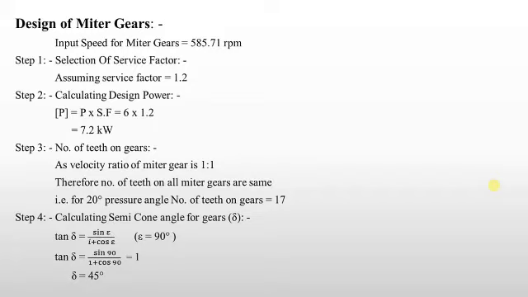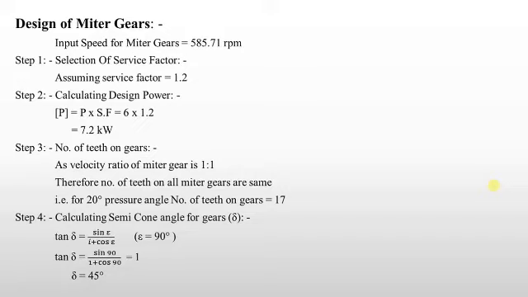Now see the design of miter gear. As we know, miter gear is a type of bevel gear having reduction ratio 1, that is having equal number of teeth on pinion as well as on gear. The shafts are positioned at right angles to each other and are intersecting. Here input speed for the miter gear is 585.71 rpm.